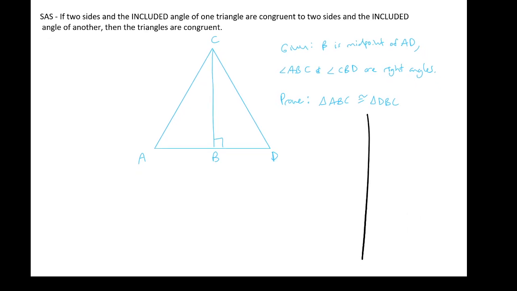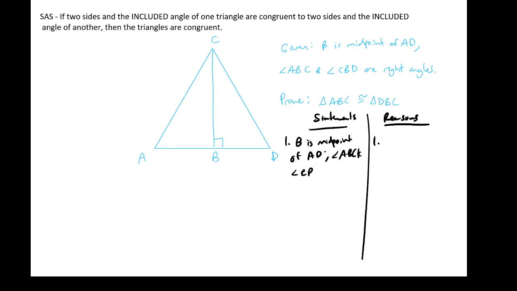So of course, we're going to do our two-column proof. We have our statements column, we have our reasons column, right? And again, we don't need 6 total things. We're only going to need 3, 2 sides and 1 angle to prove our congruence. So B is the midpoint of AD, excuse me, and angles ABC and CBD are right angles.